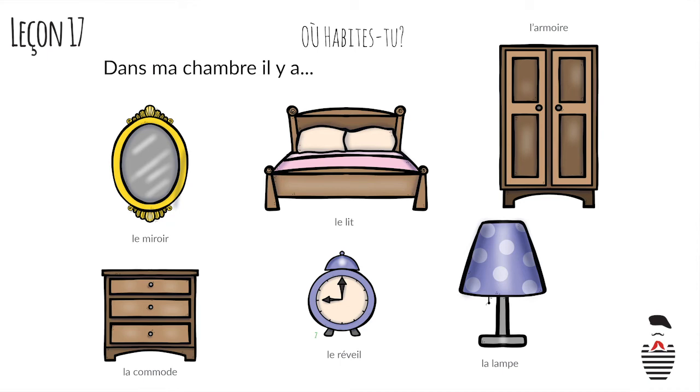L'armoire. And this armoire is brown. Can you see? L'armoire. Then at the bottom, when you have a chest of drawers or a cupboard where you can put all your things in, it's la commode. La commode.